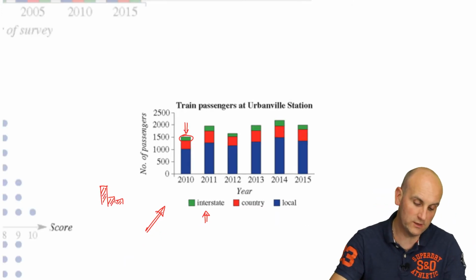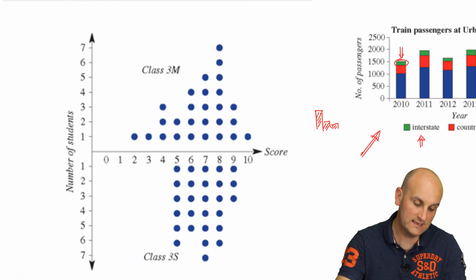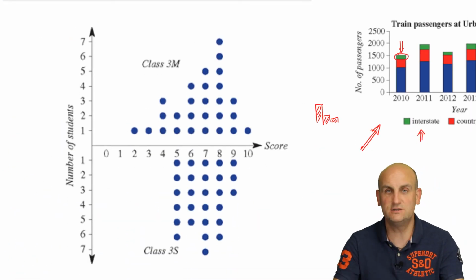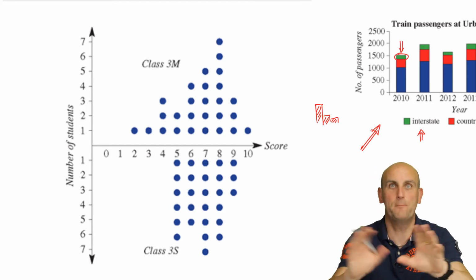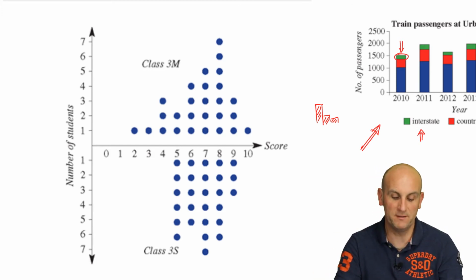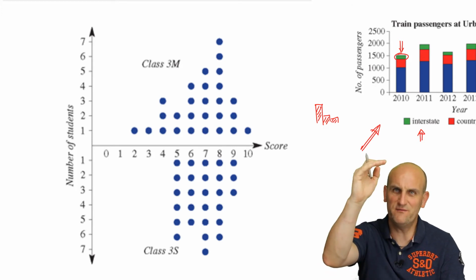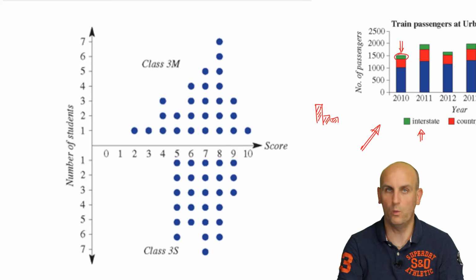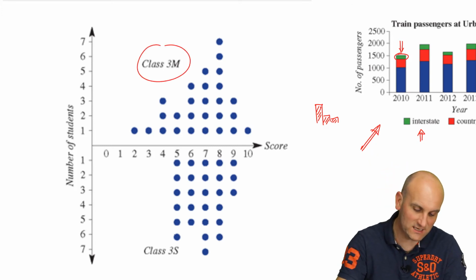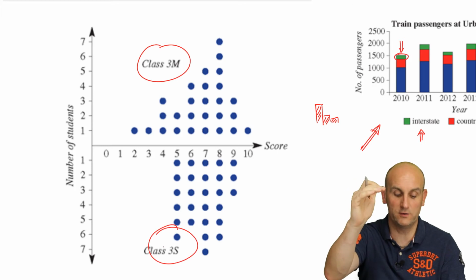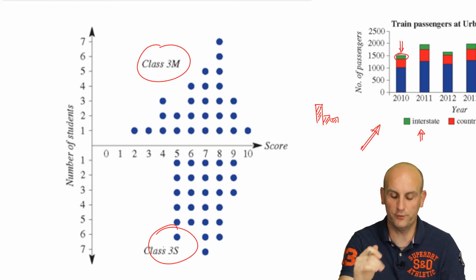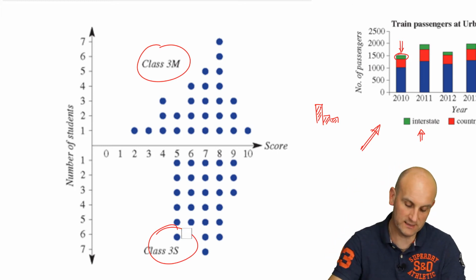And another one that you're going to get to next lesson is something like this. This is just awesome. Next lesson we're going to deal with stem and leaf diagrams. And they are amazing, they're fabulous. But this one here is a dot plot. But what we notice is we've got dots above a line and dots below. Why? Well, because we can actually compare two classes. All the dots above belong to class 3M and all the dots below belong to class 3S.